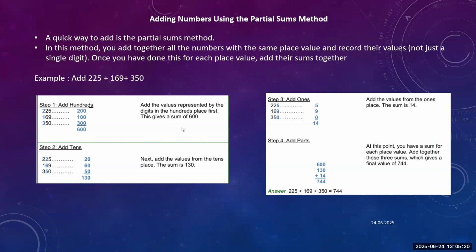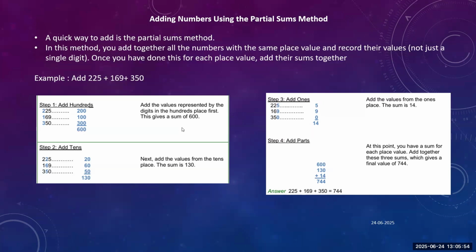We can add the hundreds. When numbers are given, we can add parts of the numbers. That is called the partial sum method. So first add all the hundreds. What are the digits in the hundreds position? 2, 1 and 3, correct? The 5, 9 and 0 are in the units position, the ones position. Ones, tens, hundreds, that's how it will progress.